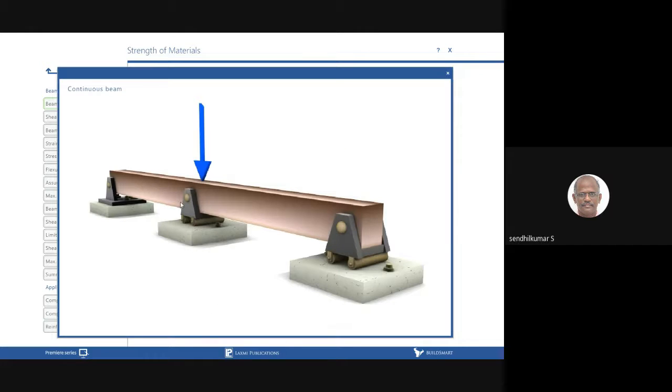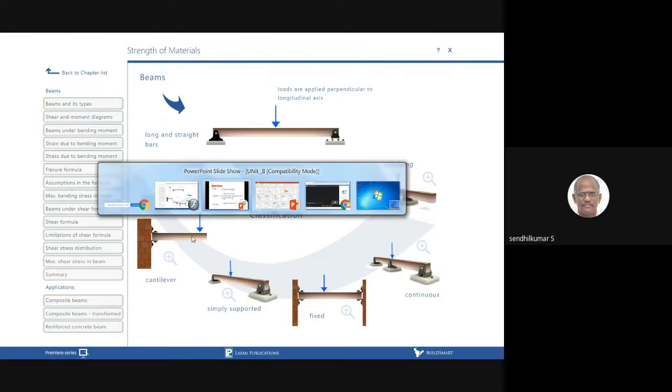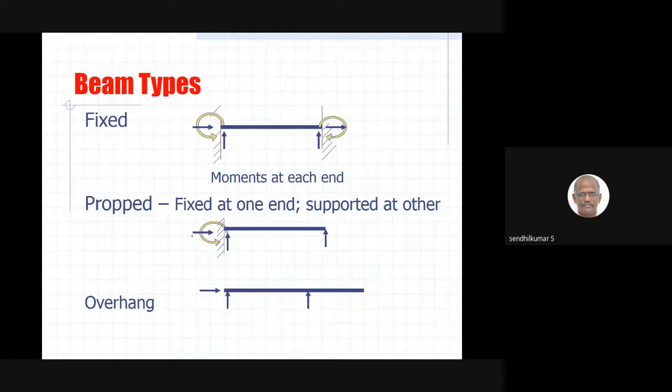A continuous beam will have a number of supports, and the beam will be fastened or fixed as the condition requires. This we call a continuous beam. So the classification of beams is cantilever, simply supported, fixed beam, continuous beam and overhang beam. Based on this classification of beams, how to draw the shear force diagram is the objective of this unit.